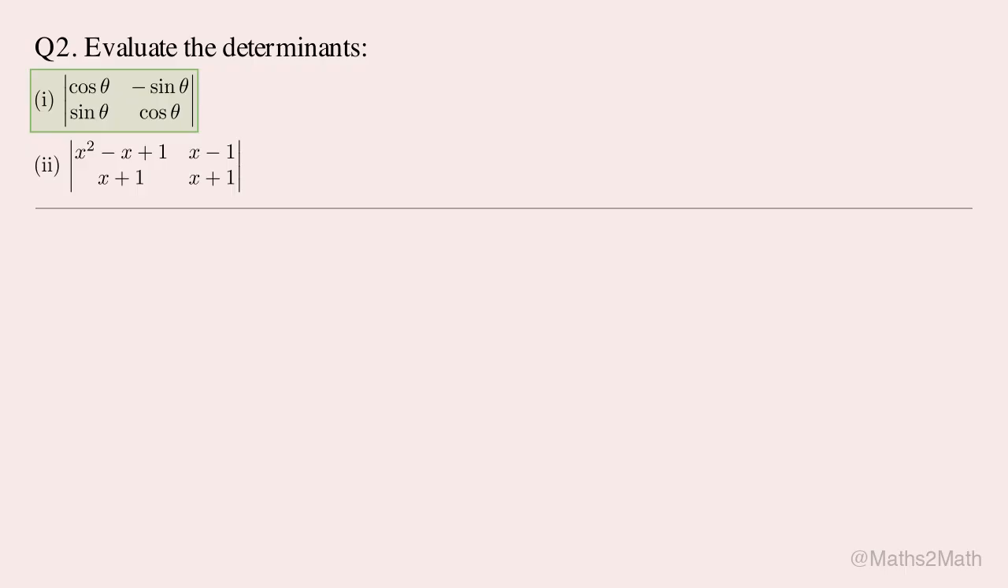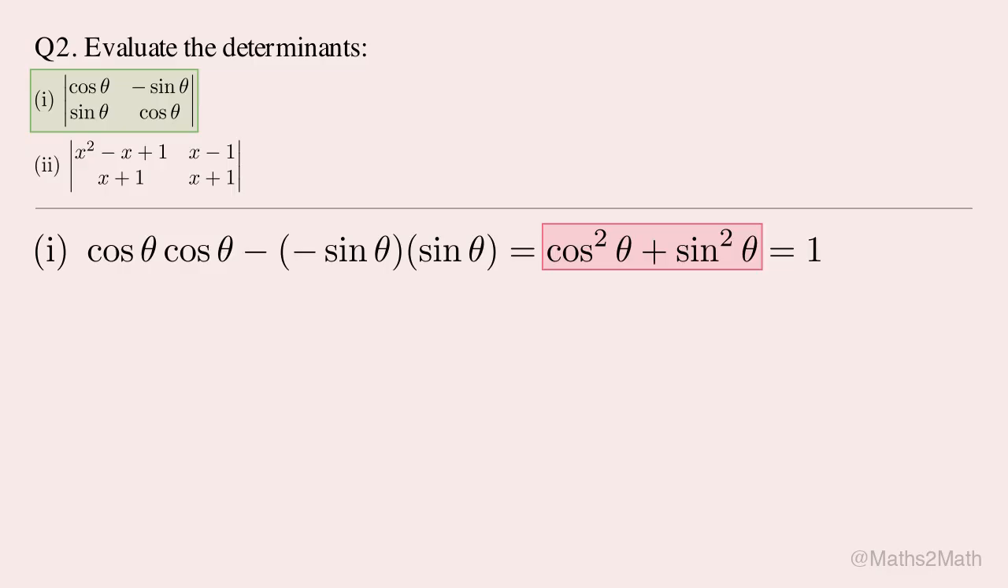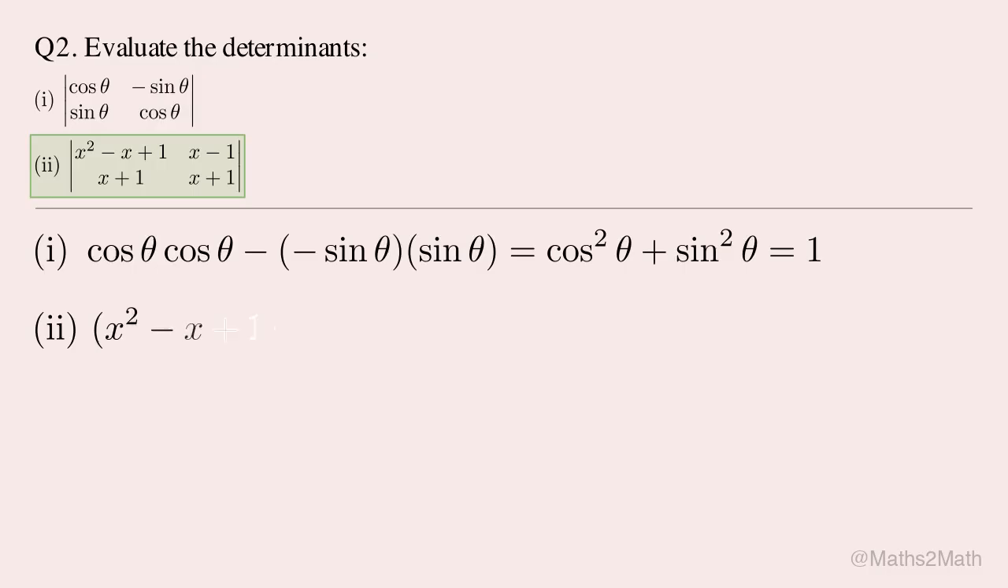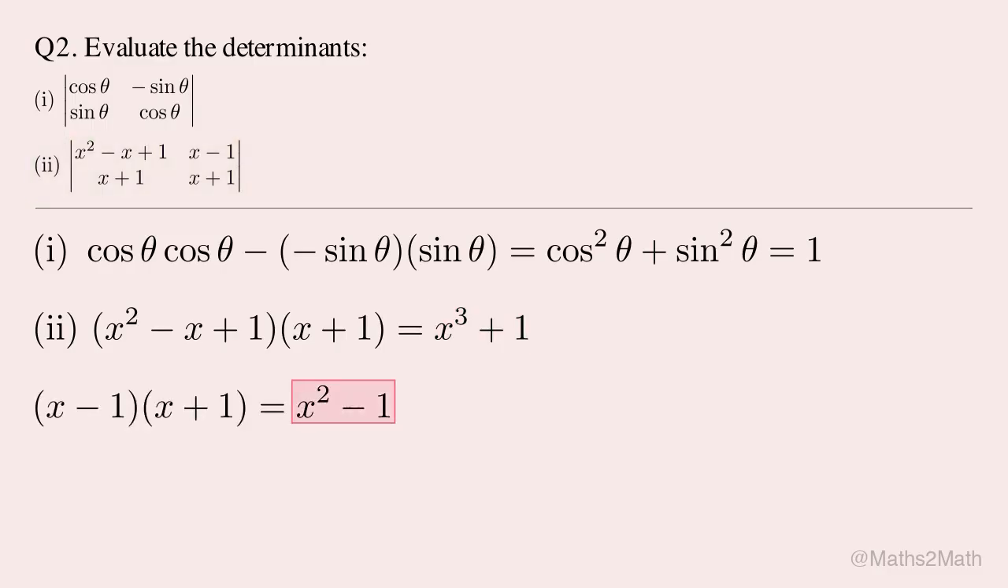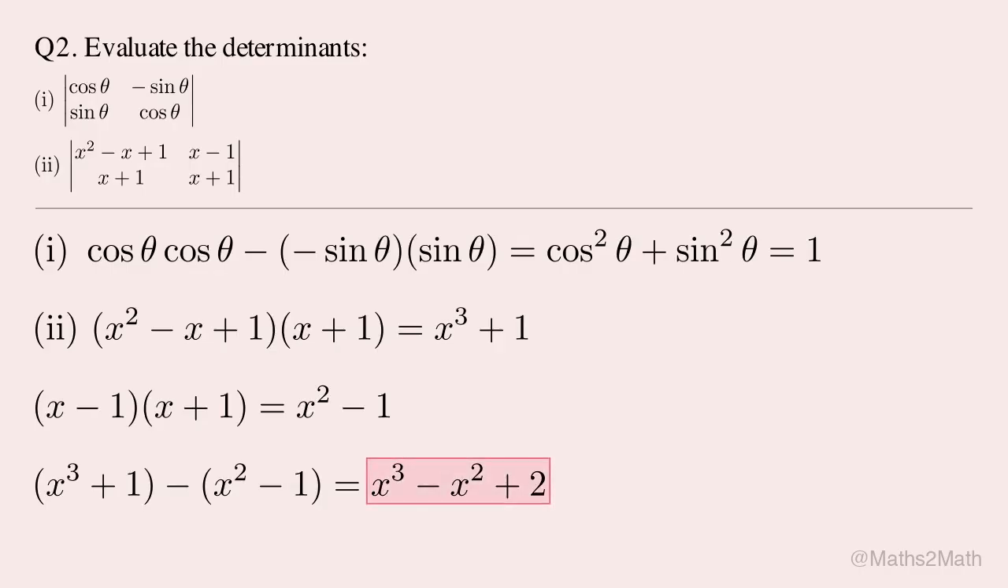Question 2. A trigonometric determinant, then an algebraic one. Both fall to the same diagonal rule. Part 1, cosine squared minus sine squared. Cosine squared plus sine squared, which is 1. Part 2, the diagonal product is x squared minus x plus 1 times x plus 1. The sum of cubes pattern giving x cubed plus 1. The off-diagonal product is x minus 1 times x plus 1, which is x squared minus 1. Subtracting. X cubed plus 1 minus x squared plus 1, x cubed minus x squared plus 2.